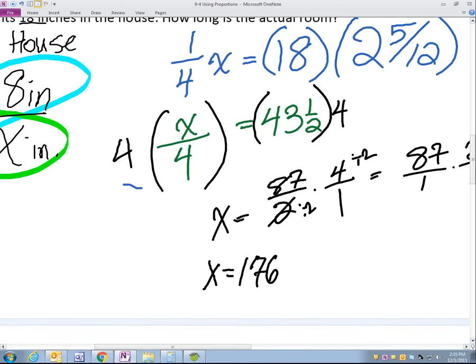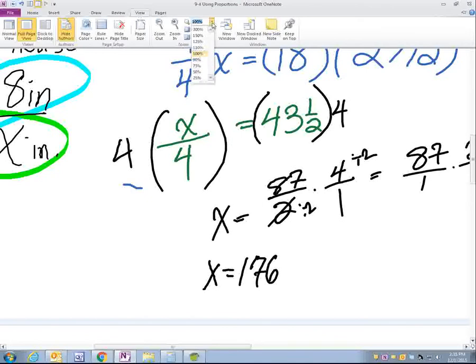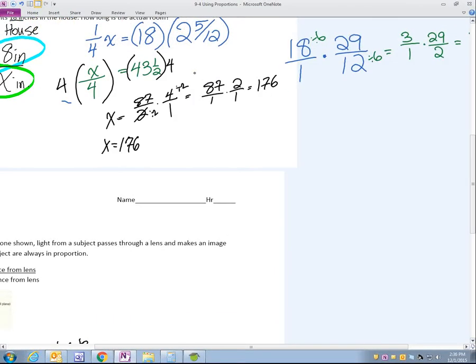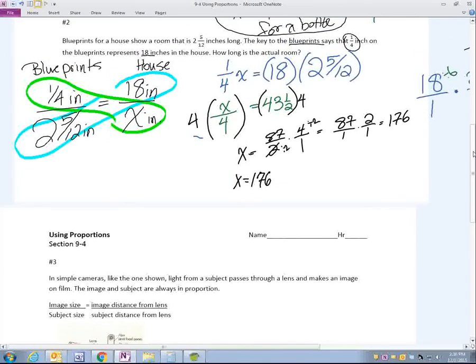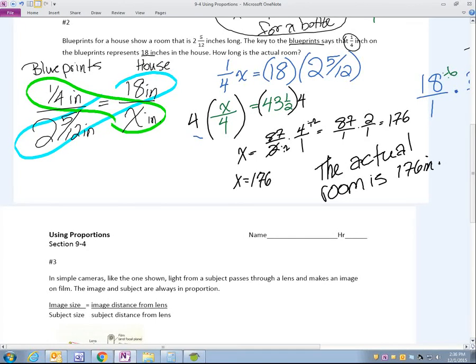If there's words in the question, there's got to be words in the answer. Beautiful. So we have the actual room is 176 inches long. Good. I could put that into feet, but we're going to move along.